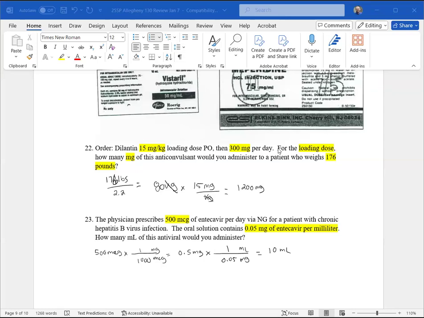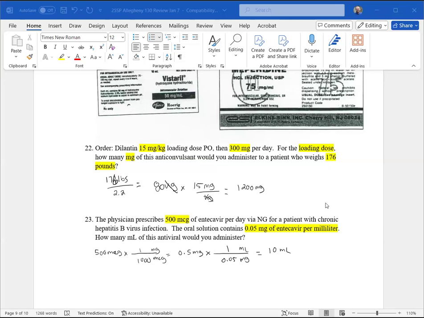Now, if they wanted to know the maintenance dose, you don't even need to do anything with the patient's weight. It's just 300 milligrams. That's why I don't think they're going to ask you anything about the maintenance dose. They're just going to ask you to calculate the loading dose. Got it. And the loading dose is the 15 mg per kg loading dose. Got it. All right.